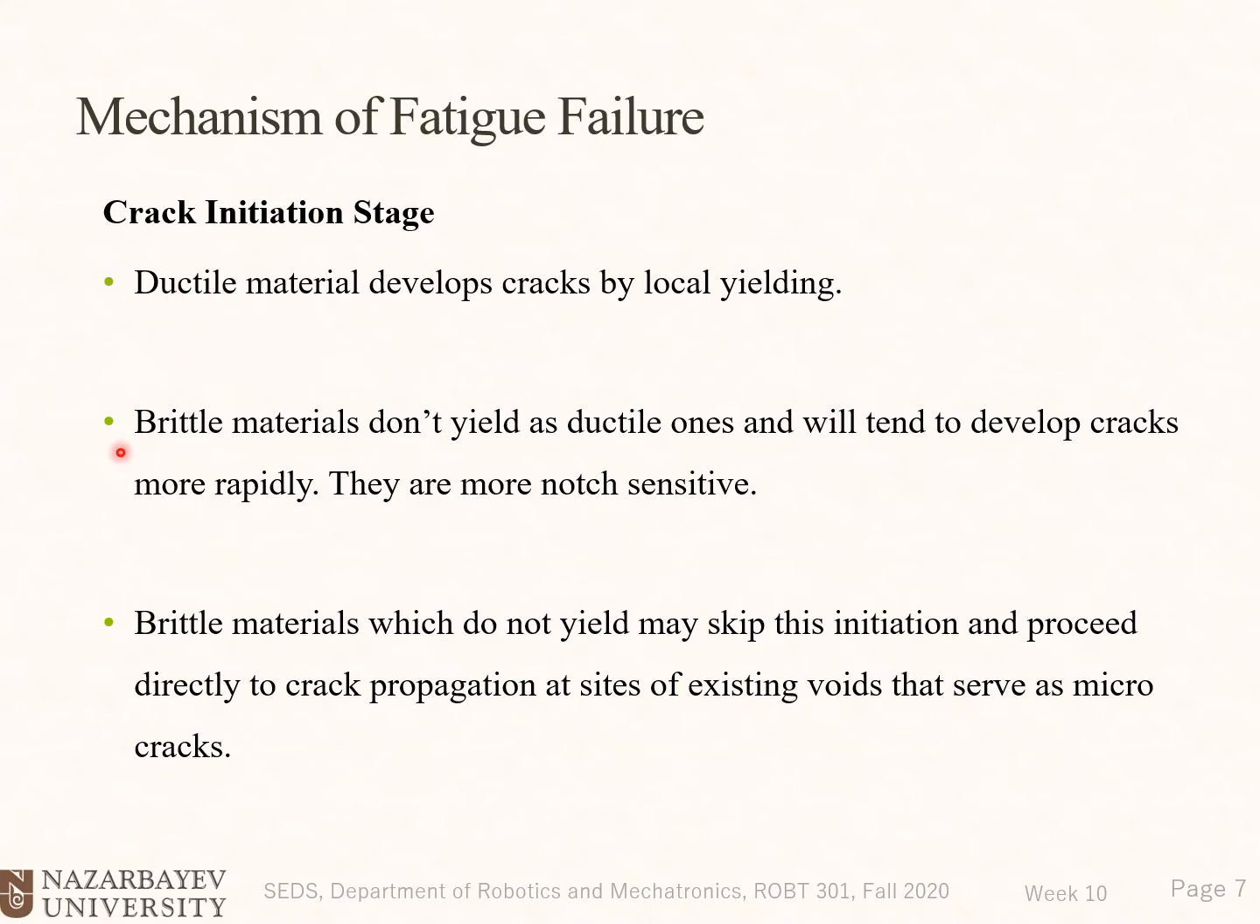Brittle materials do not yield as ductile ones and will tend to develop cracks more rapidly. Why? Because brittle materials, we know that it reaches the ultimate tensile strength quickly, and after that is failure, yes? So that's why they develop cracks quicker than a ductile material. Ductile material, they have a region of plasticity. That plasticity will basically postpone the failure or development or propagation of the crack.